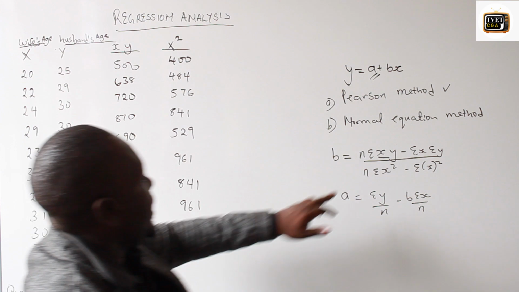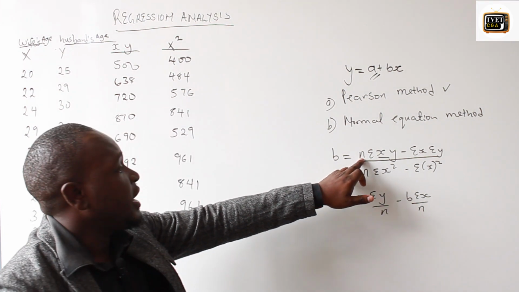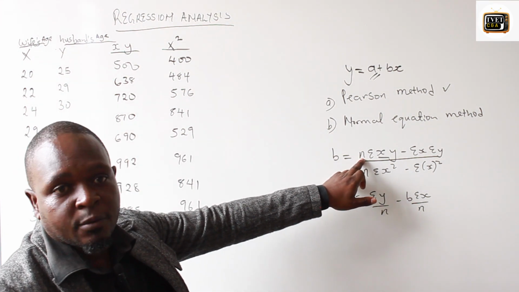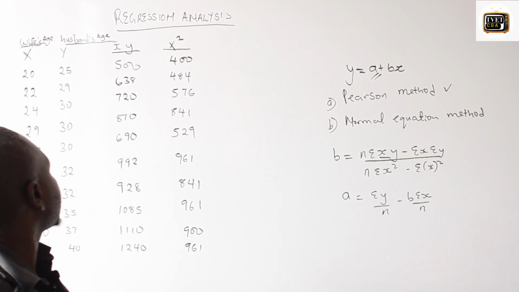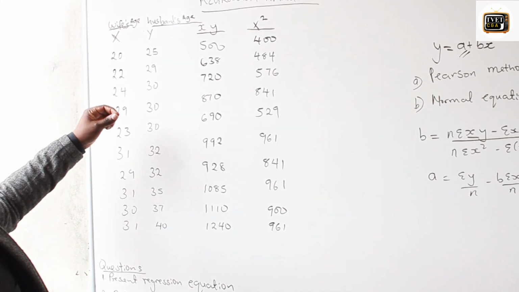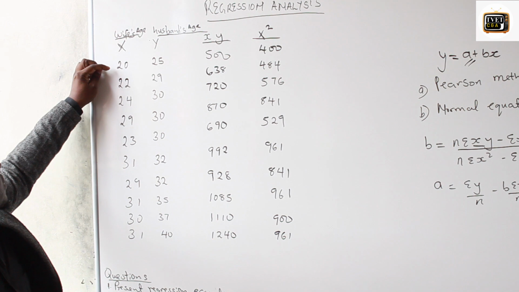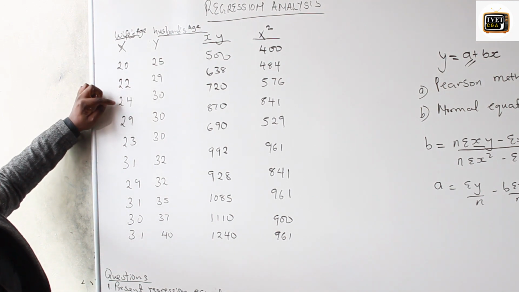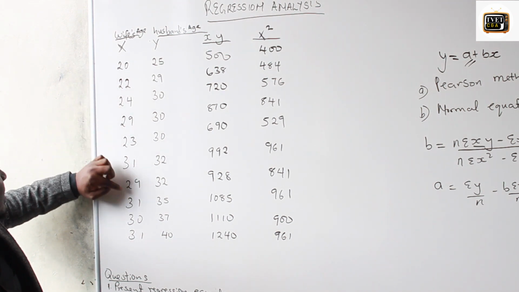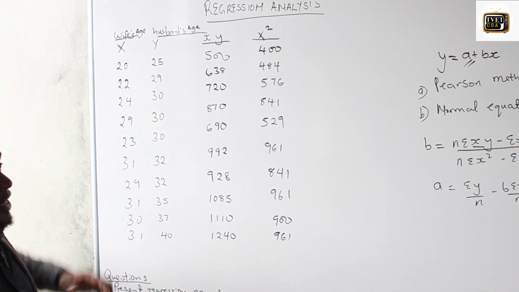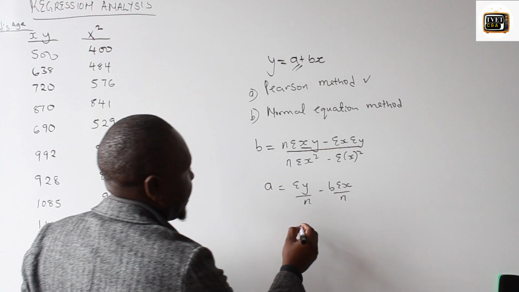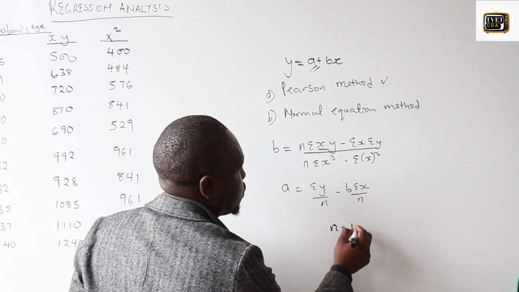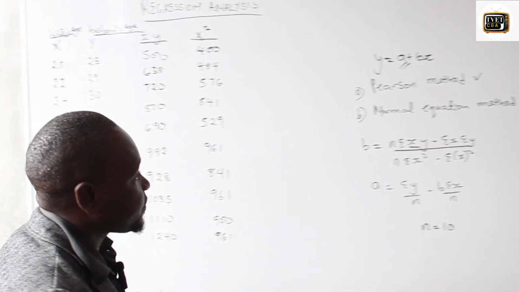Now, n. What does n mean? n means the number of observations or the occurrences of the variables. This is how we find n. Count starting from there: 1, 2, 3, 4, 5, 6, 7, 8, 9, 10. So n is equal to 10 occurrences.